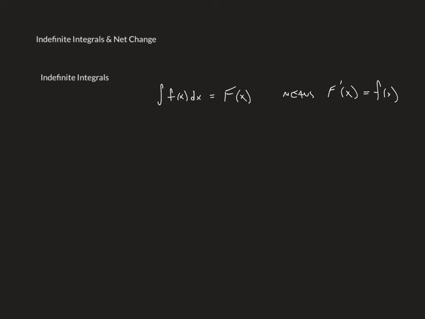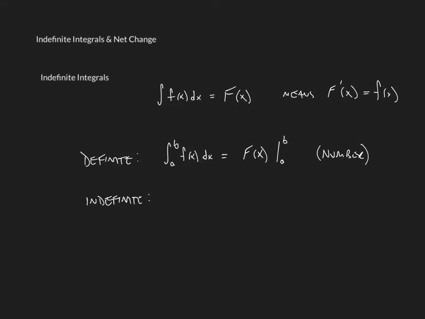So notice there is a big difference here between a definite integral and an indefinite integral. A definite integral will be a number. So if I calculate the integral from a to b of some function, that's going to be equal to its antiderivative evaluated at b minus its antiderivative evaluated at a. This will be a number.